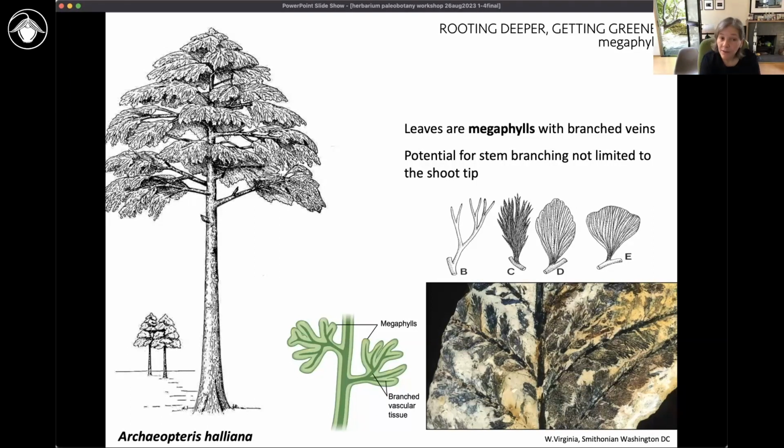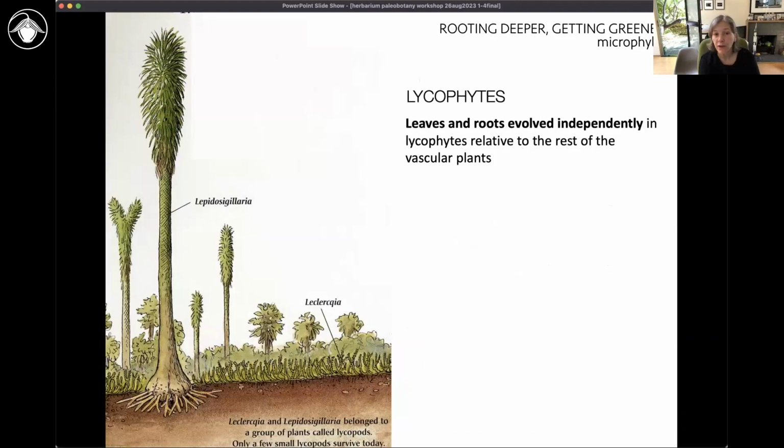you probably remember that we were so surprised to find that lycopods were producing leaves earlier, right? We looked at the Middle Devonian plants earlier. There was a lycopod, and they already had relatively big leaves. And we also mentioned that leaves and roots evolved independently in this particular plant group relative to all the rest of the other vascular plants.